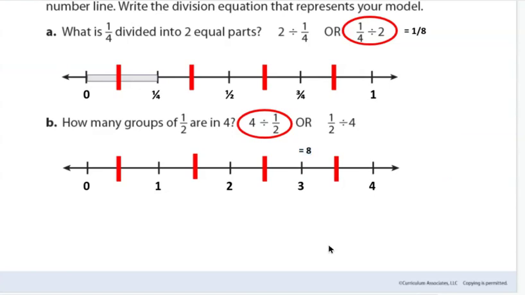So I want you to take a second and relook at these two number lines and look at the two different problems. So when I start with a fraction and I divide it by a whole number, I got a smaller piece of that original fraction. 1/4 divided by 2 gave me 1/8. But in part B, where I'm starting with four wholes, dividing it into halves, I'm trying to figure out how many pieces I made when I took the 4 and cut it into halves. And I was able to make 8 equal groups.